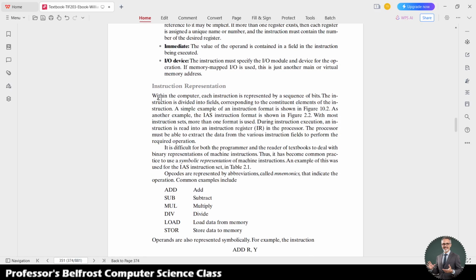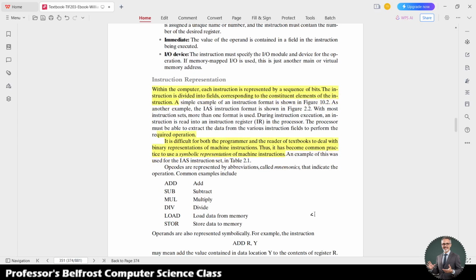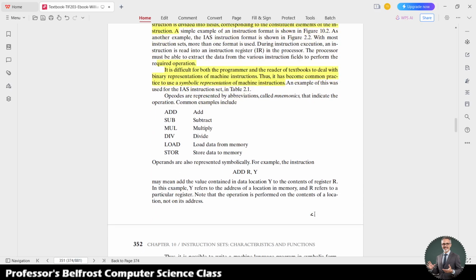So within the computer, an instruction is represented by a sequence of bits, and the instruction is divided into fields corresponding to the constituent elements of the instruction. It is difficult for both the programmer and the reader of a textbook to deal with the binary representation of machine instructions, thus the common practice is to use a symbolic representation of machine instructions. So we'll be dealing with symbolic representation from now on.